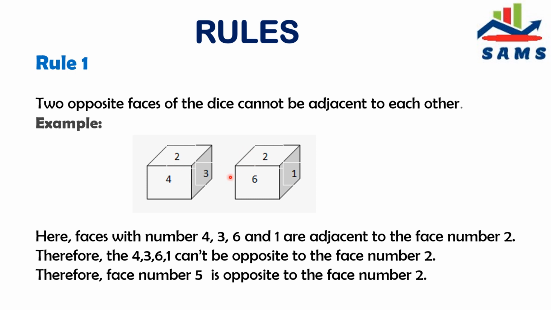So if you look at these two dice, the faces with the numbers 4, 3, 6 and 1 are adjacent to the face 2, because in both the dice you have 2 on top. So 2 has 4 adjacent to it, 2 has 3 adjacent to it, 2 has 6 adjacent to it, and 2 has 1 adjacent to it. So which is the missing number that you expect to be at the lower side of the die? 1, 2, 3, 4. I can't see 5 here. That means the number 5 will lie opposite to the number 2, according to rule number 1.